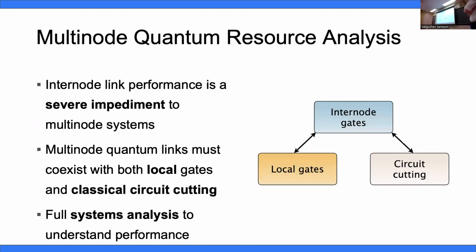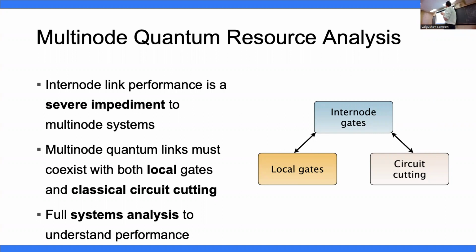But okay, what do I mean here from a systems analysis perspective? I want to take this question, how are we ever going to surmount this, and make it tangible. So this link performance, this internode link between those two refrigerators is a serious problem. And not only is it going to be noisy and slow, but it's going to have to compete with local gates. So I could just stay within one refrigerator. That would be better, it seems like.